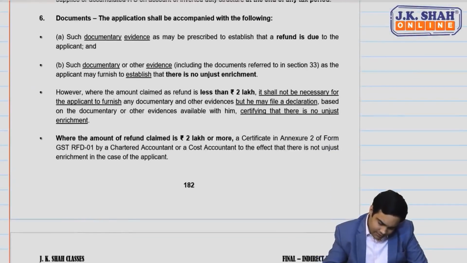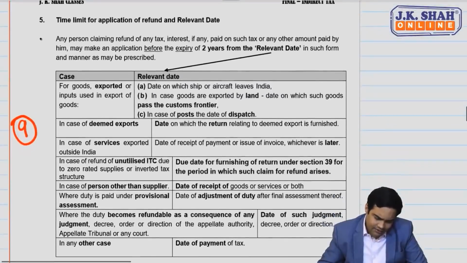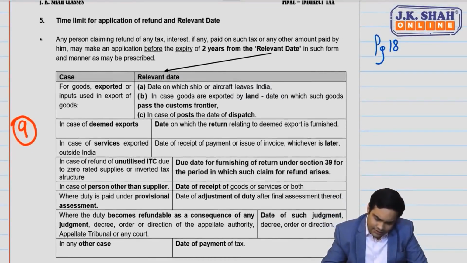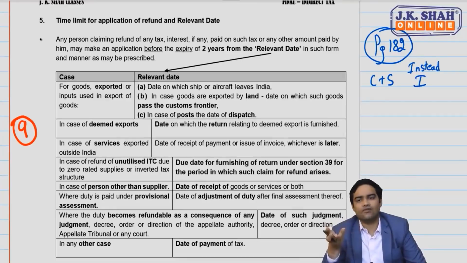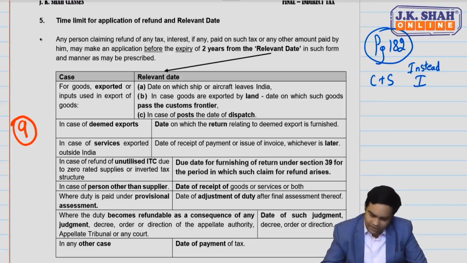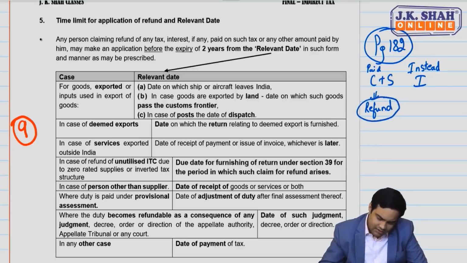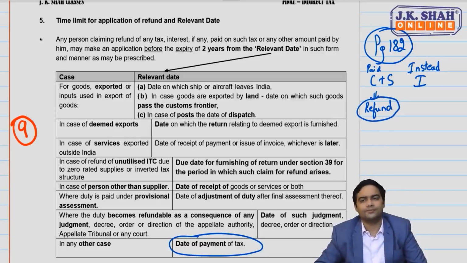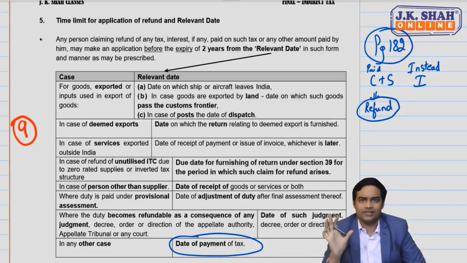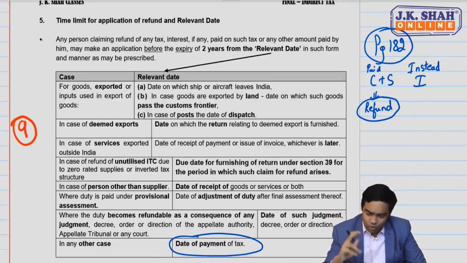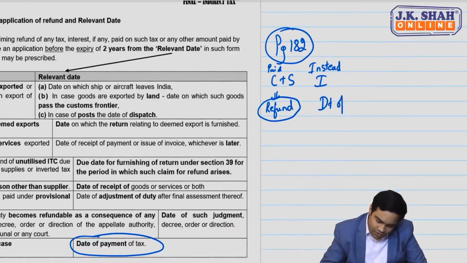Then come to page 182. Merely a clarification. This is refund chapter. See, say suppose you have paid C plus S instead of I. Then what do you do? Then I have to pay I and claim a refund of this. Now, the time limit for this was from the date of payment, correct? The day you have paid, 2 years will start. CBIC has clarified that 2 years will start from the date of payment of correct tax. Is it good for us? Yes, very good.